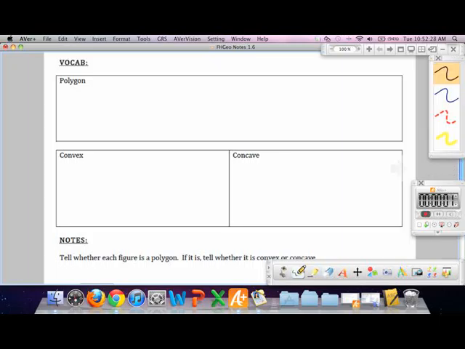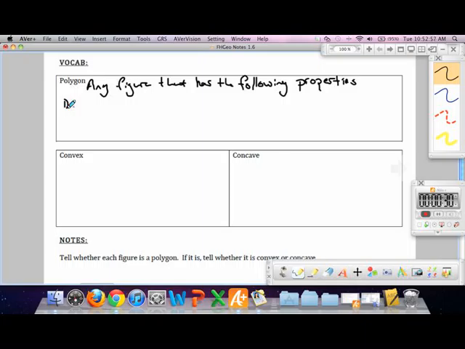A polygon is any figure that has the following characteristics or properties. First, the first thing the polygon must do is it must be made of line segments. Its sides must be line segments.